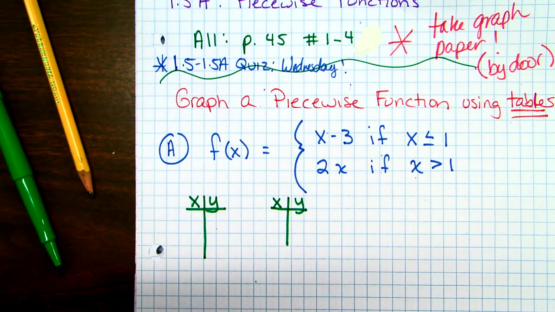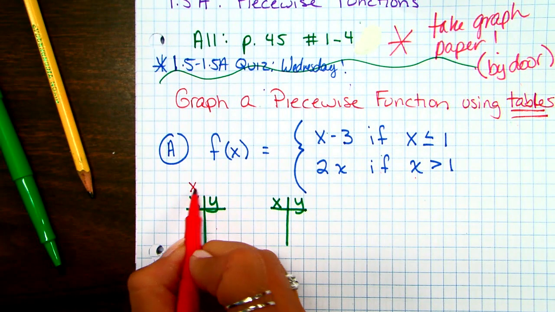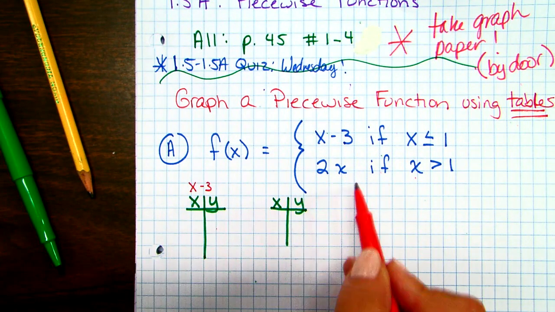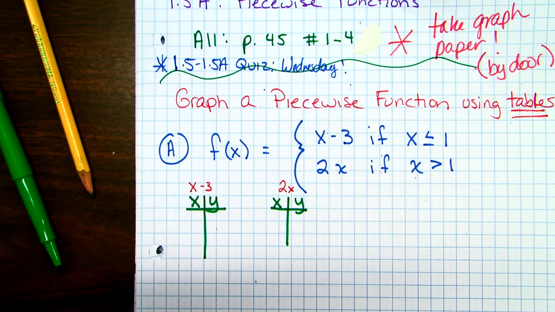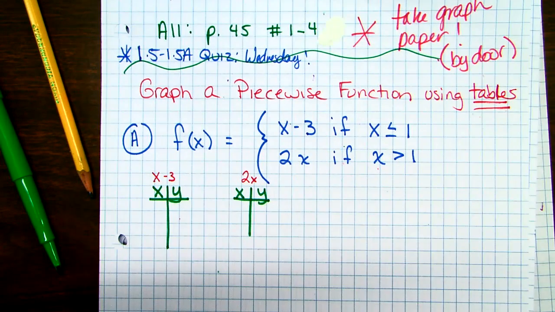So I'm making sure you really know where I'm plugging in. I'm plugging into x minus 3 for this one and 2x for this one, right? You don't have to put that part in red if you don't want to. I'm just being really, really careful. You guys know what's going on.